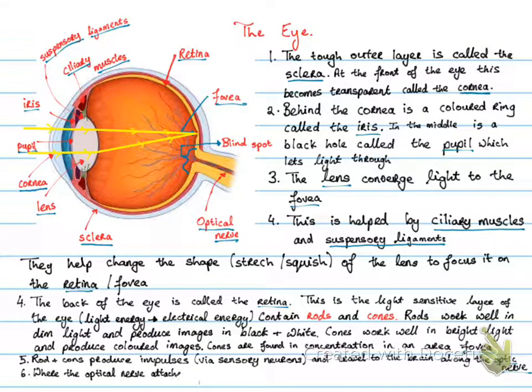Where the optical nerve attaches to the eye, there is no rods and cones to be found. Therefore, no images can be produced here, and it is called a blind spot. A reminder that any images that go into the eye, when they go through the lens, they flip upside down, and it is your brain that flips them back again.